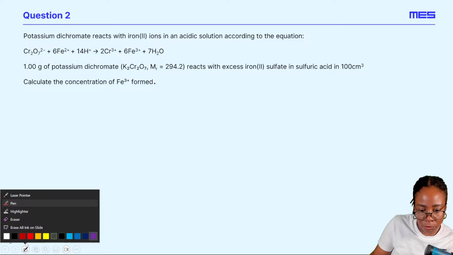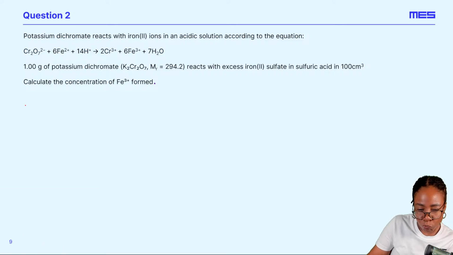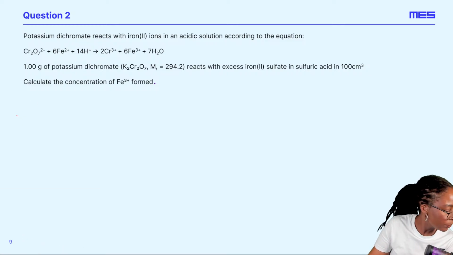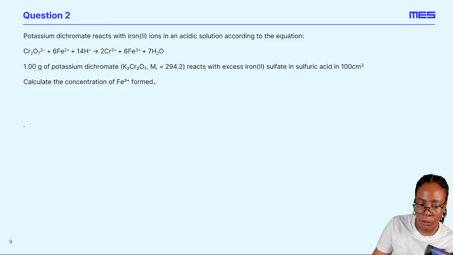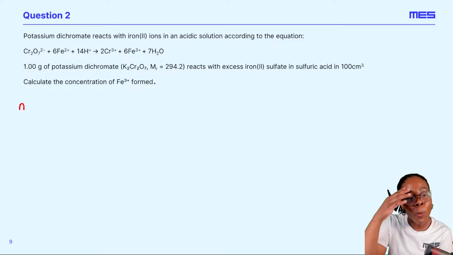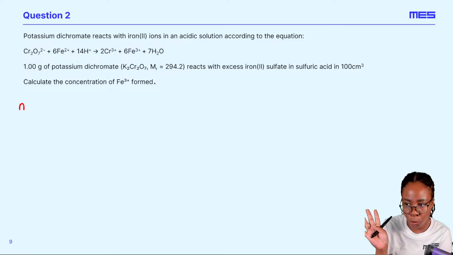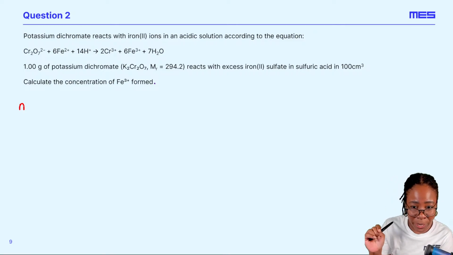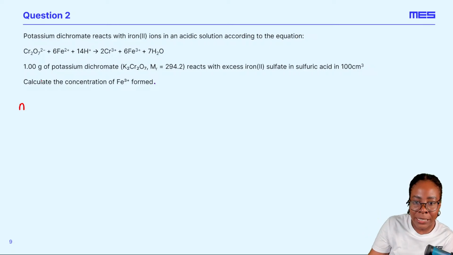When in doubt, where will we start? Thank you, thank you, thank you, moles. And we're going to calculate the moles for whatever we can calculate the moles for. At the moment, based on the question, we've got enough information to calculate the moles of the potassium dichromate, so that's where we're going to start. Because we've been given the mass and we've been given the MR.